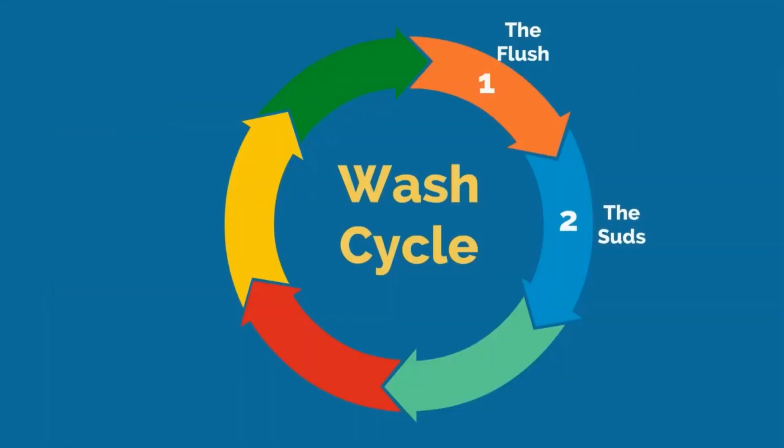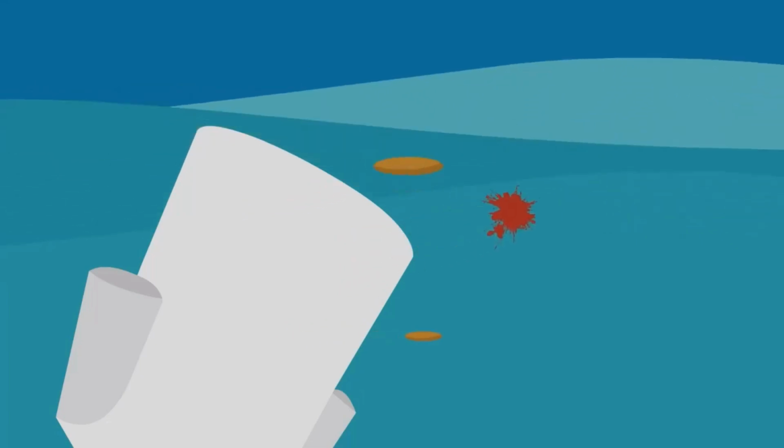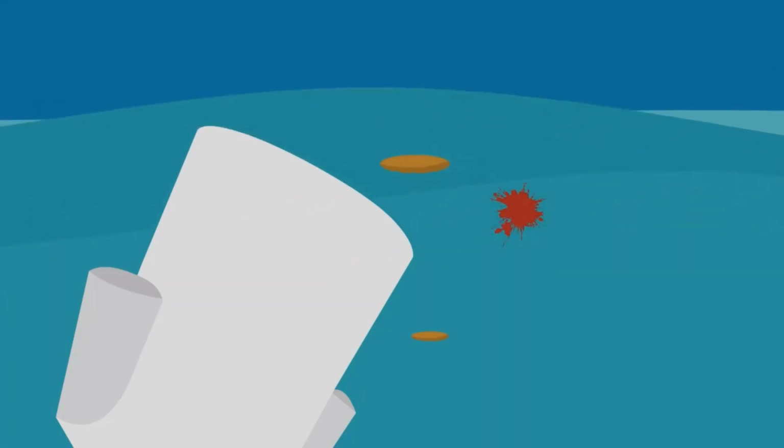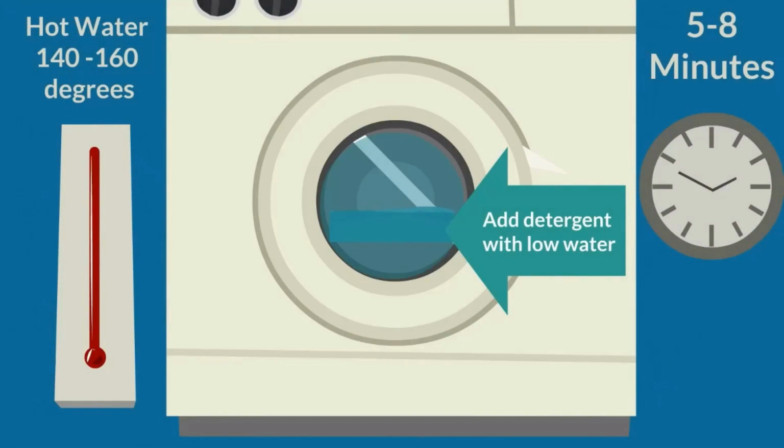The second wash step is the suds. The detergent acts as a surfactant, loosening and lifting the soil and enhancing the water's ability to penetrate the material in the item. Add detergent with a low water level, with hot water of at least 140 to 160 degrees for 5 to 8 minutes.